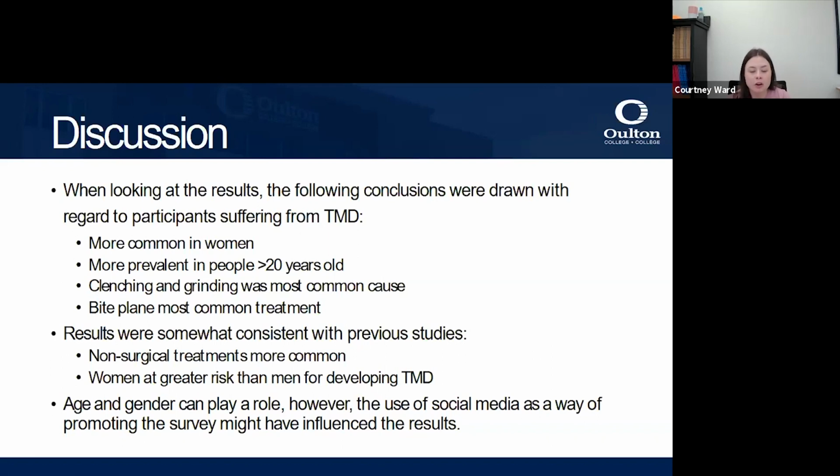Although age and gender can play a role in developing TMD, the mode that we used to promote our survey, that being social media, could have played a role in some of our results obtained, as we are both two young females in our 20s, and this could have played a role with regards to the participants that we obtained in our survey.